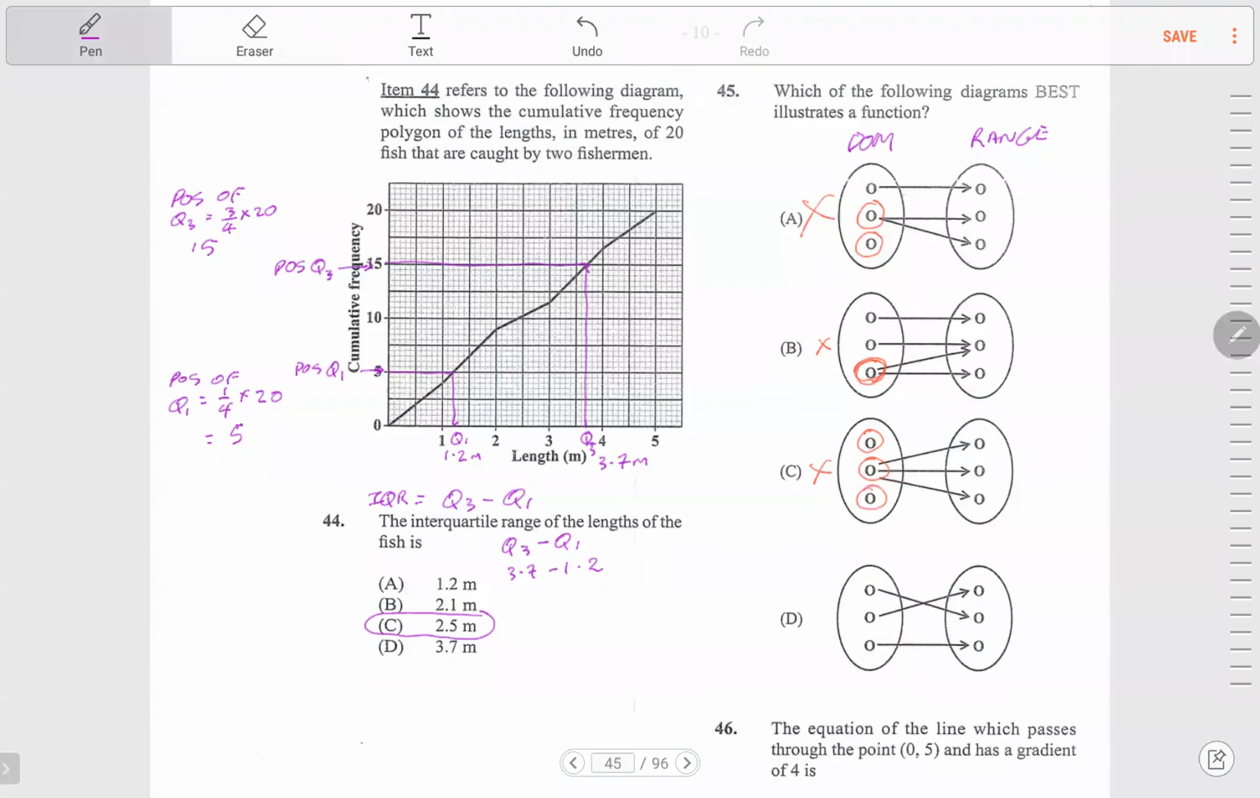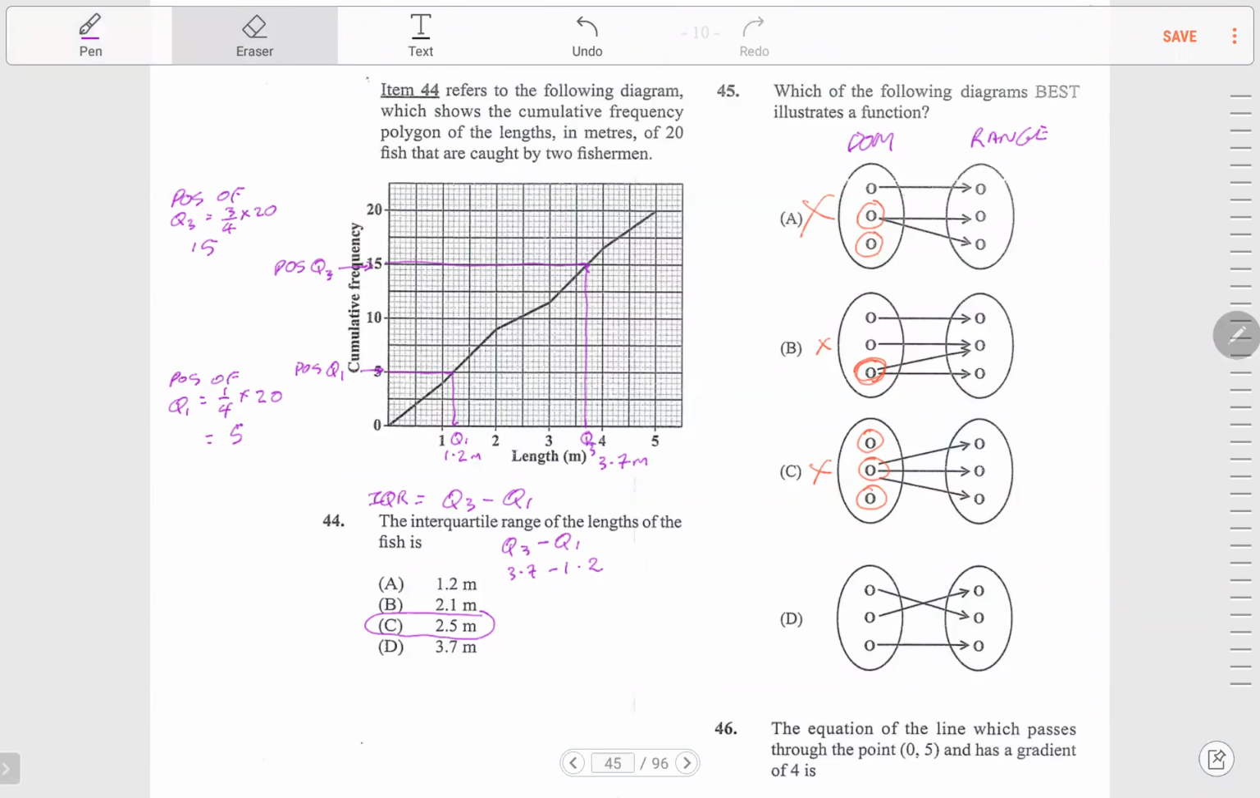Now watch me now. Even if this had a free element in it, it wouldn't matter. It would still be a function. All right? It doesn't matter what is happening over in the range, sorry, it doesn't matter what is happening over in the codomain. It is what happens in the domain that tells you if it's a function or not.